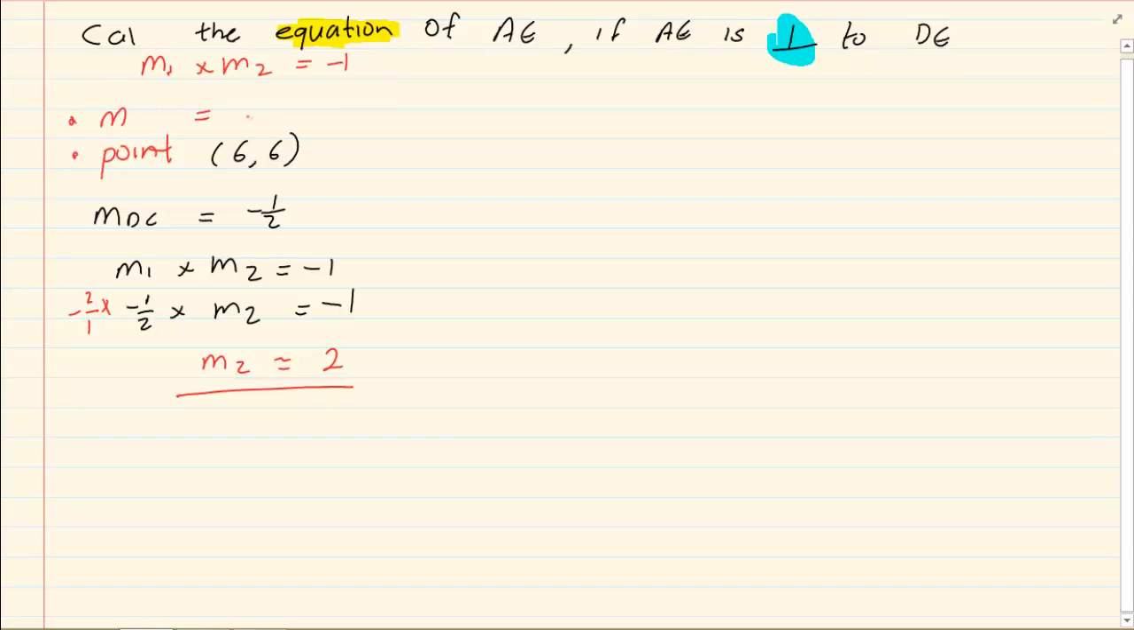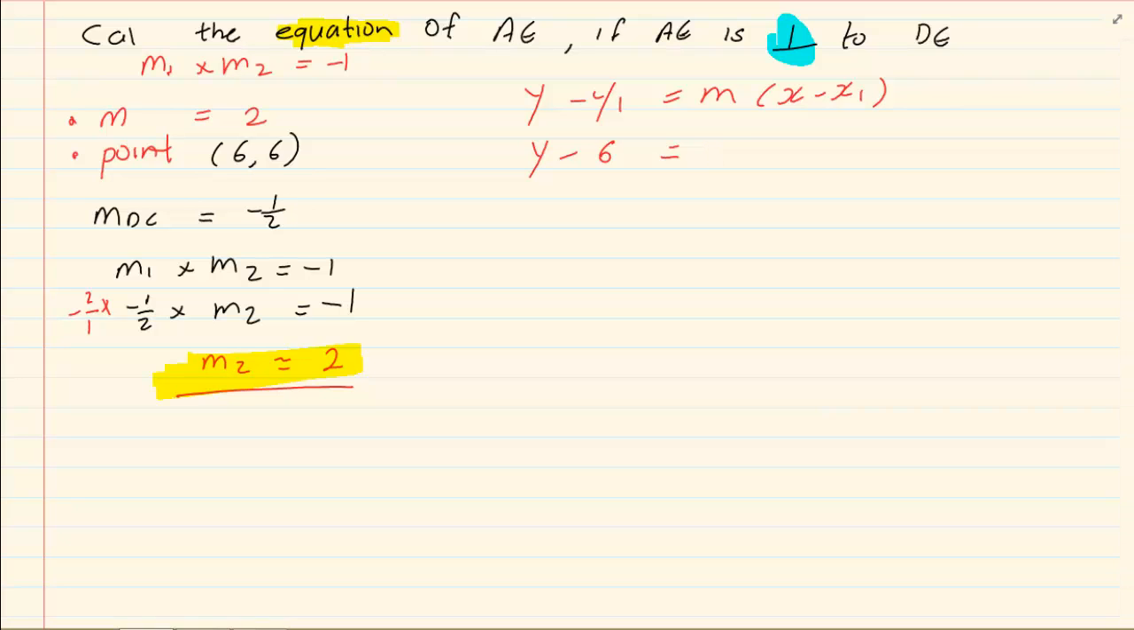Now once we got the gradient, we can simply go into the formula y minus y1 is equal to m times x minus x1. Now y minus 6 is equal to m is 2. Remember, it is your edited version. This is a very common mistake. Pupils work out minus half, they change it, but when they're using the formula, they still use minus a half. We are not working with the gradient that is minus a half. We are now working with the line that is perpendicular to that one. So it is 2, open brackets, x minus 6.